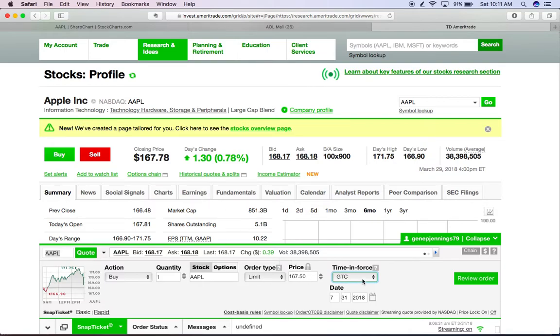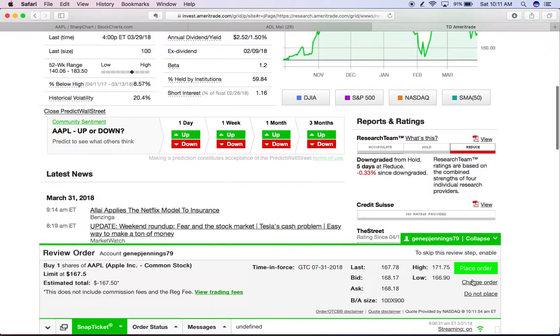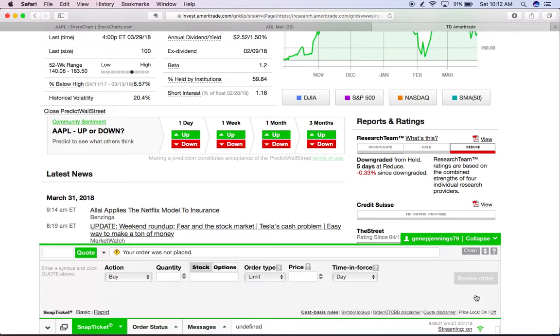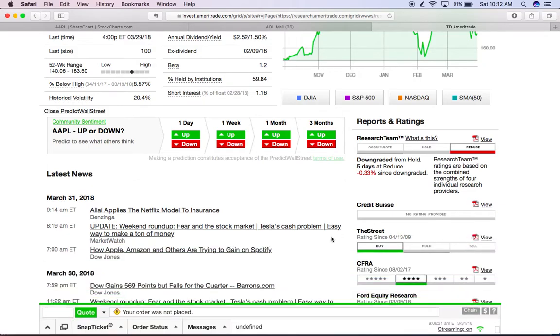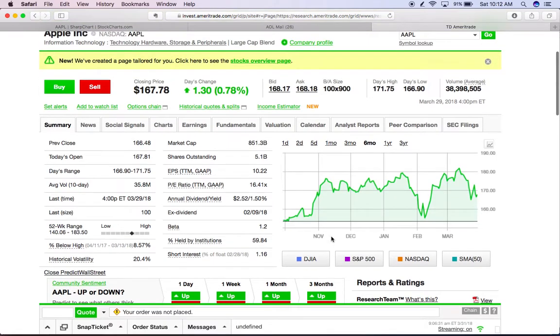It's good till cancel. You hit review. It says buy one share of Apple at 167.50. It's going to cost you 167.50. That does not include commission fees. We'll talk about those later. And then you would just hit place order here. All right, so I'm not going to place this order, so I'm going to hit do not place to get us back out of here. And that would be how you buy a share of Apple.